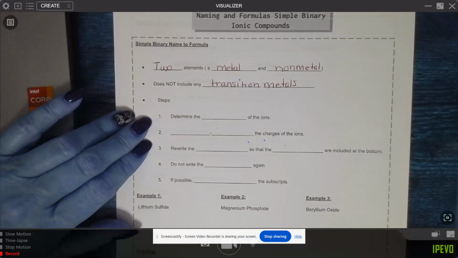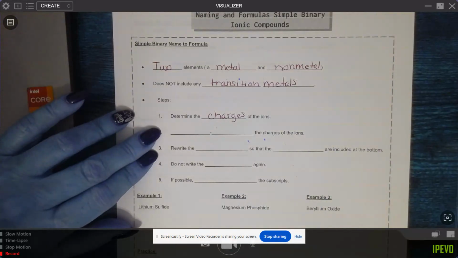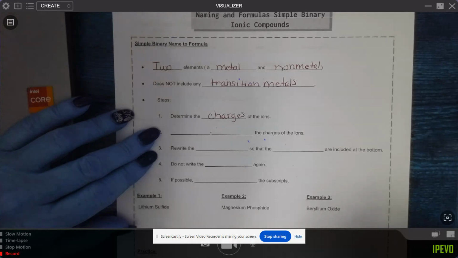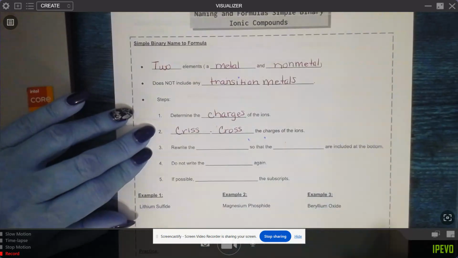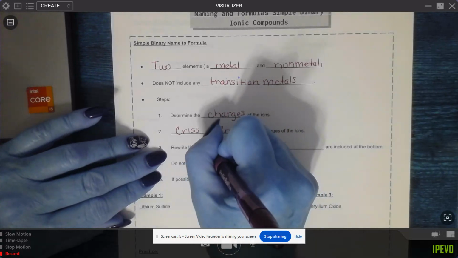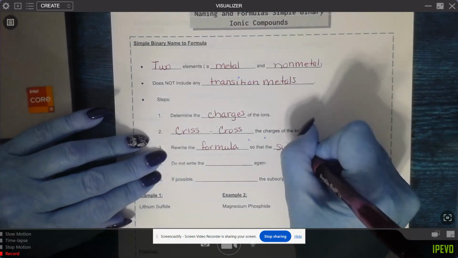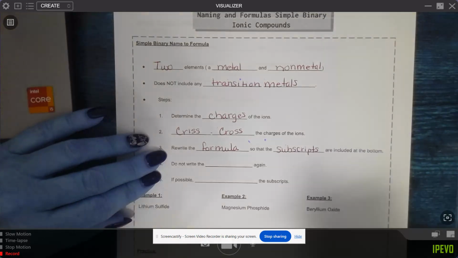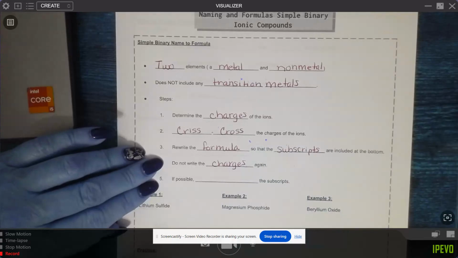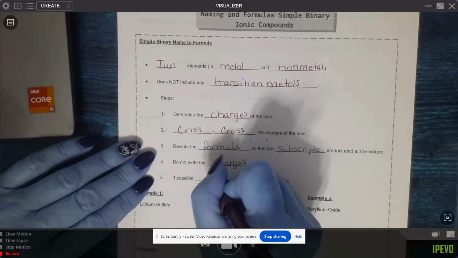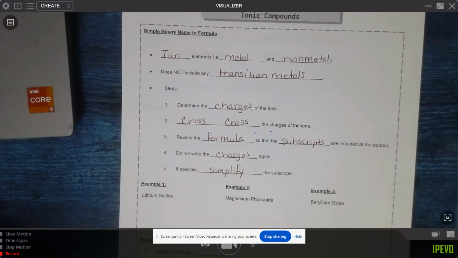Okay, the steps. First thing you're going to do is determine the charges. This is kind of what we were doing on those last 2 examples. Once you find the charges, you're going to crisscross the charges, and then you're going to rewrite the formula so that the subscripts are included at the bottom. Do not write the charges again. If possible, simplify, like we did on that last example.